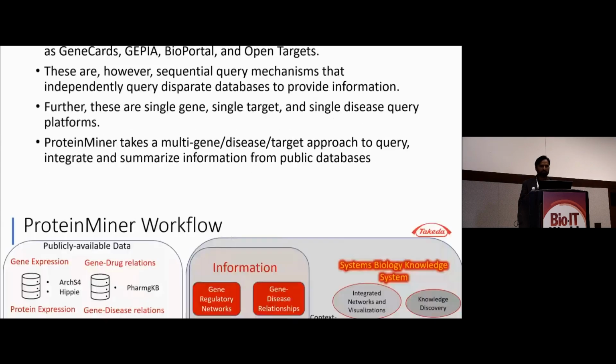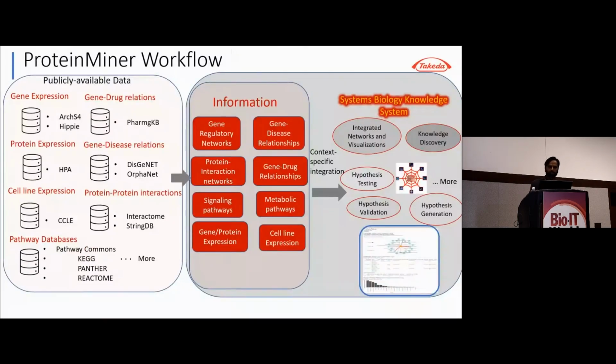So what databases did we focus on? I categorized them into different segments like gene expression, gene-drug relations, protein expression, gene-disease relationships, and so on and so forth.